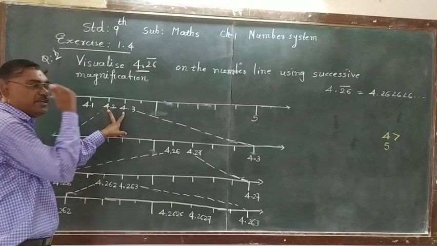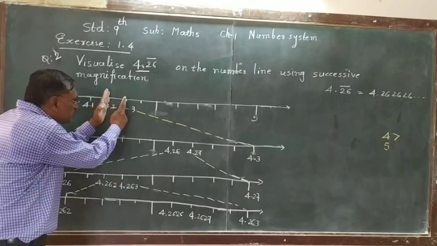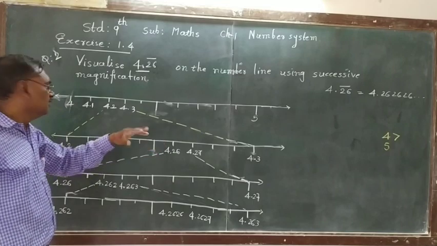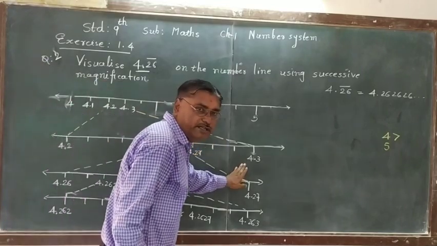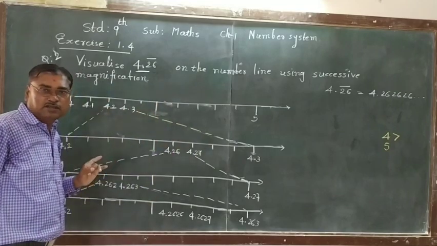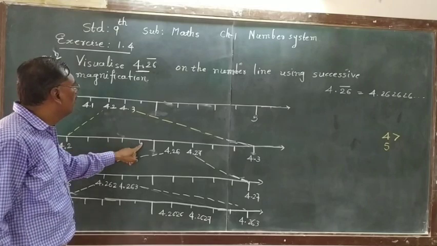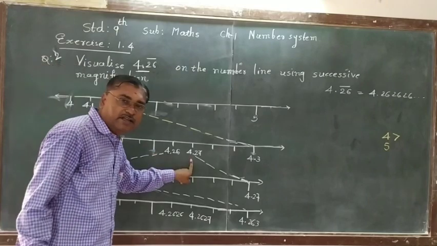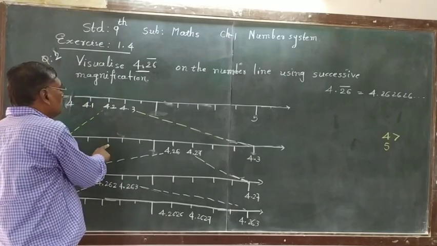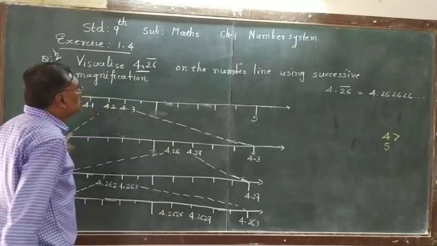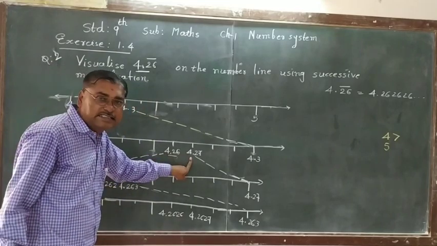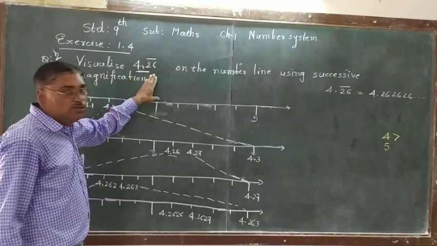Now we use magnification. Between these two numbers also there are 10 decimals. Like this, 4.2, 4.3. Between 4.2 and 4.3 there are 10 decimals. In this case 1, 2, 3, 4, 5 and 6. Then 7. Here 4.2 is already obtained, then add 1, 2, 3, 4, 5 and 6. So we now obtain 4.26. Then 7.